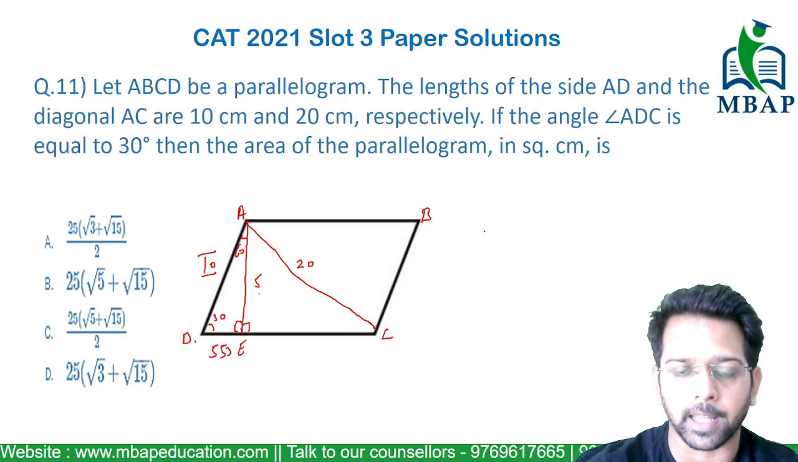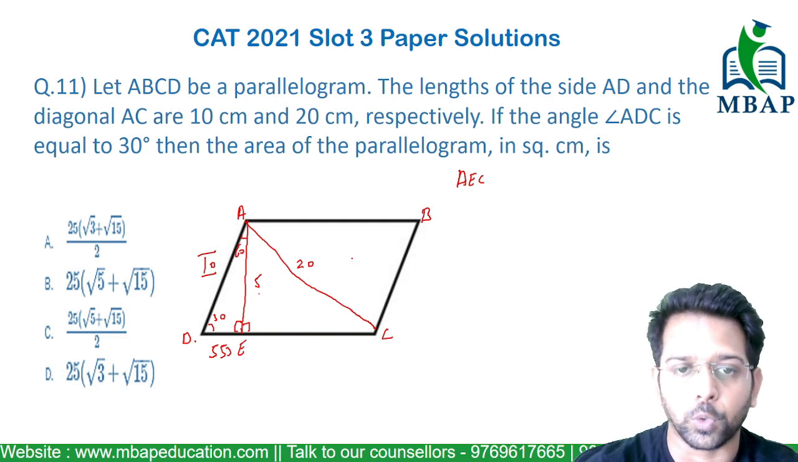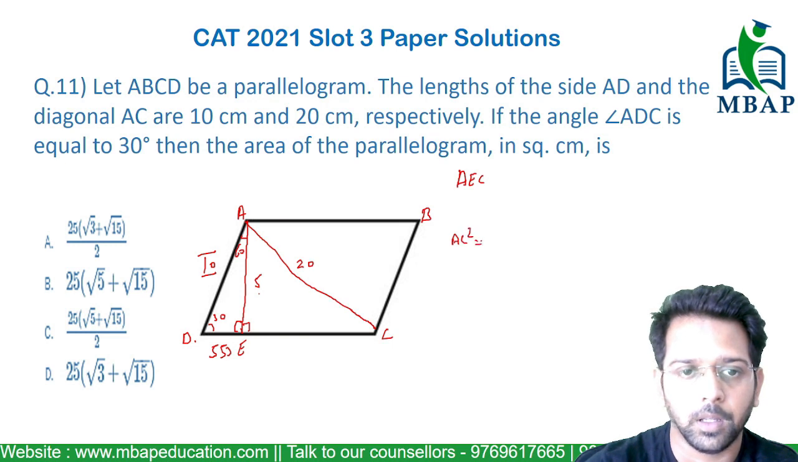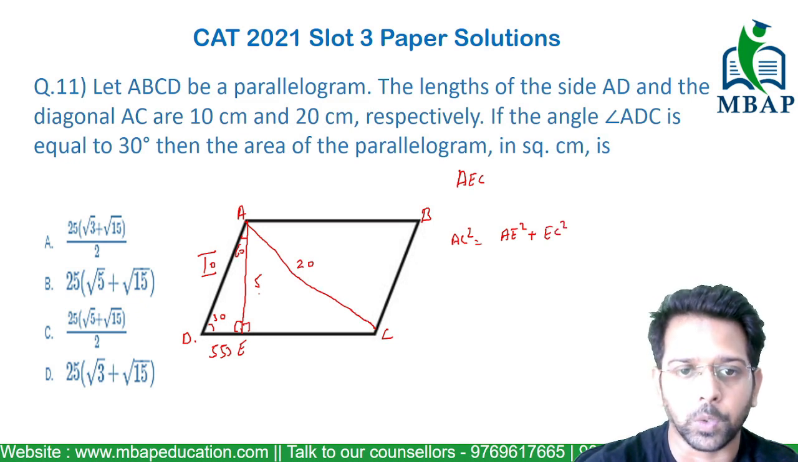Now let's take the triangle AEC. We are looking at AEC. This basically will be a 90 degree right angle triangle. So using the Pythagoras formula, you will understand that AC square will be equal to AE square plus EC square. Now certainly you know AC, you know AE also. So let's put the values. 20 square is 400, this value is 5 square, 25, should be equal to EC square.